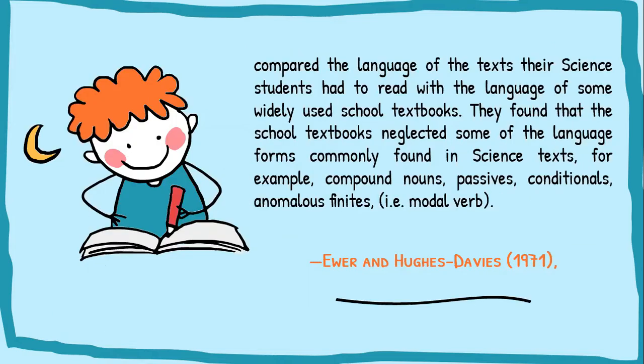Next, based on Ewer and Hodges, Davis 1971, he gave an example that compared the language of the texts their science students had to read with the language of some widely used school textbooks. They found that the school textbooks neglected some of the language forms commonly found in science texts, for example compound nouns, passives, conditionals, and anomalous finites.